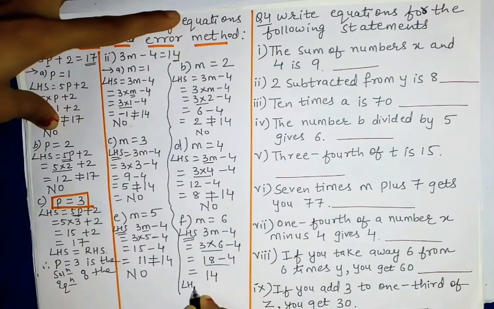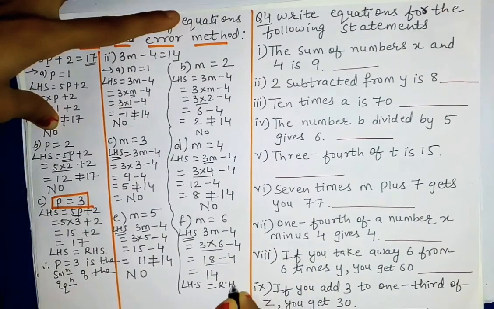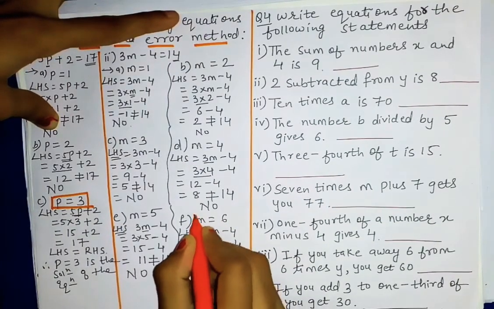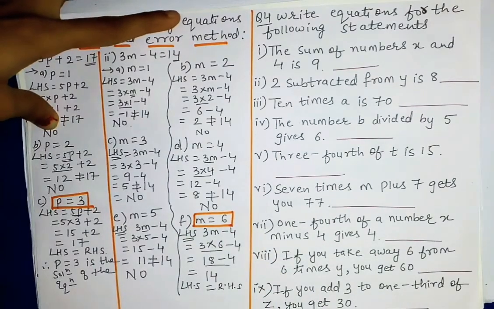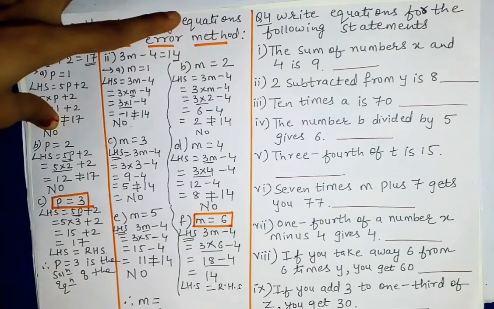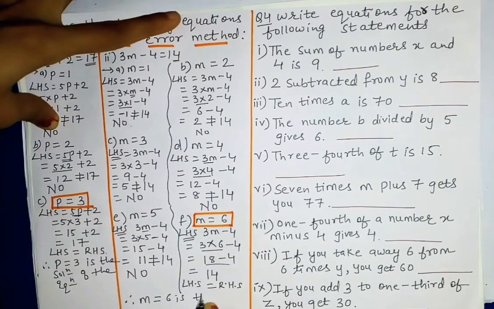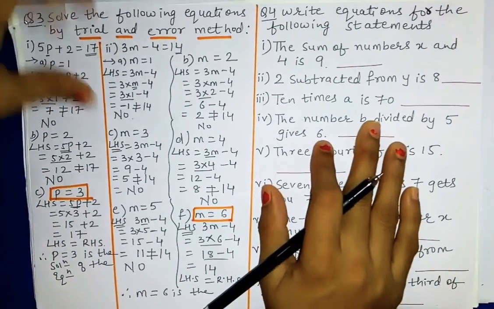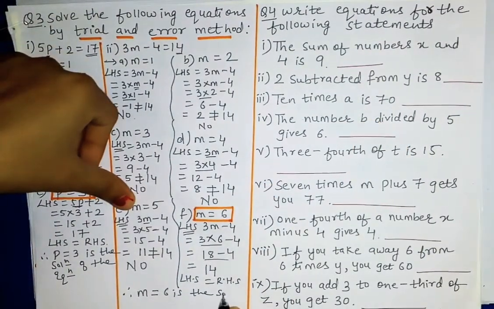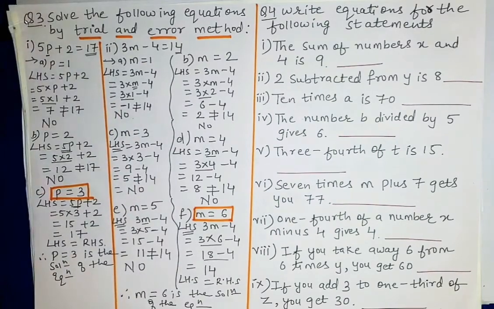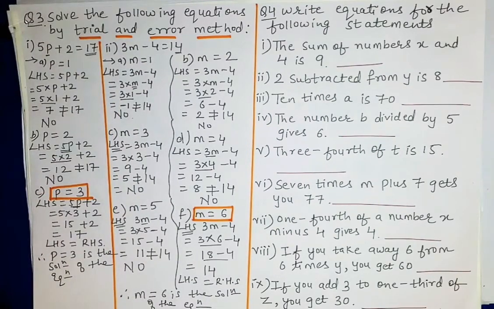So you can write that LHS is equal to RHS. So we are getting our RHS at which value? m equal to 6. So this is the correct value. You can write therefore m equal to 6 is the solution of the equation. So this final statement you need to write, that m equal to 6 is the solution of the equation. So this was question number 3, trial and error method.